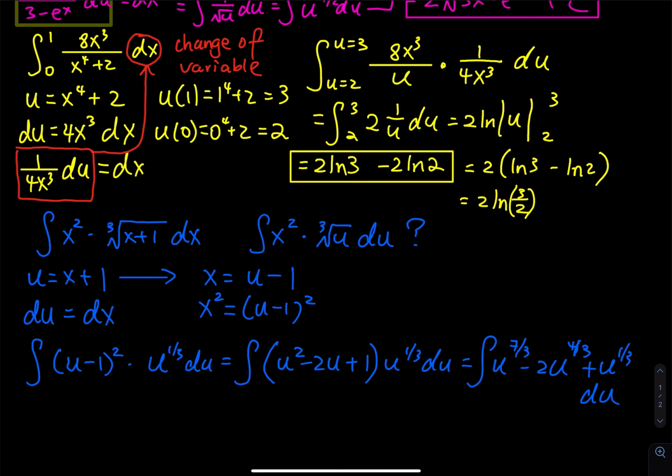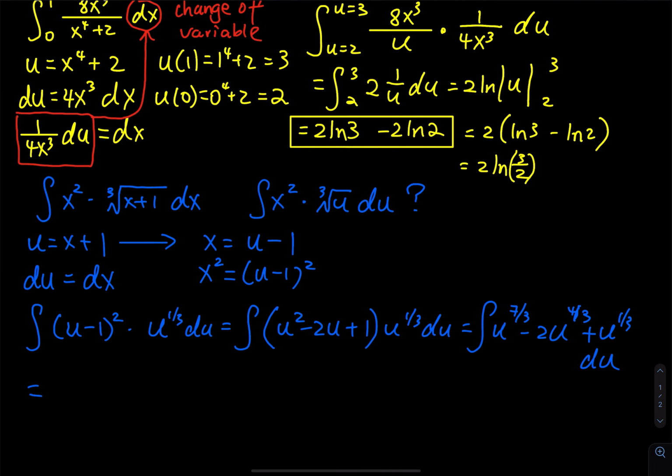So now you can integrate this term by term. So this is u to the 7/3 plus 1, that is 10/3, right? And then this is 3/10. And then plus u to the 4/3 plus 1, that is 7/3, and then 3/7. 3 times 2 is equal to 6, so this is 6/7. When you take the derivative of that, you can get the 2 back. And then plus u to the 1/3 plus 1, that is 4/3. Reciprocal is 3/4. And then you plus c.